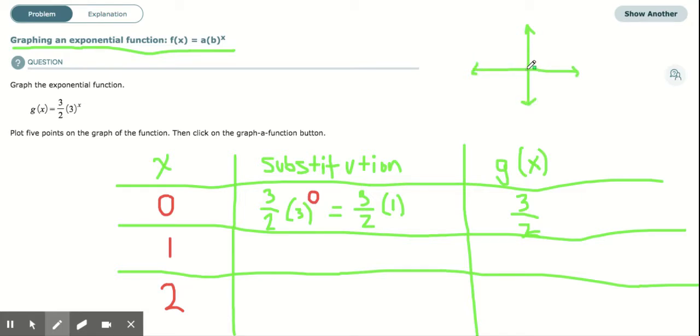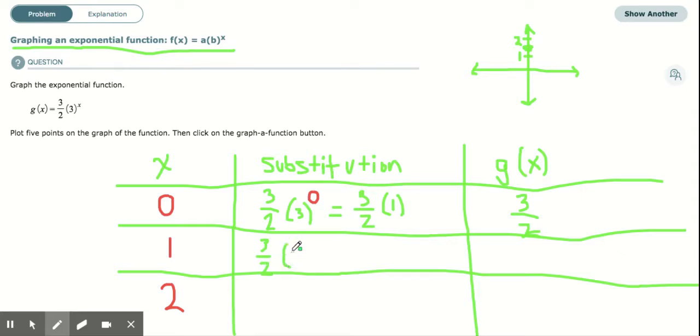And think about where 3 halves is. So 0 is here. 3 halves would be just a little bit above 1. It's 1.5, right? So we would have a point right there if that's 2. All right, now we're going to go ahead and do the same thing for 1, right?